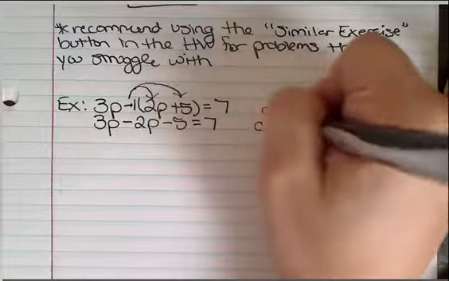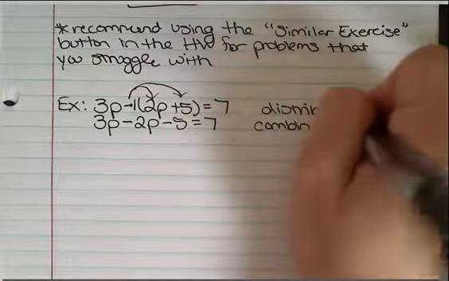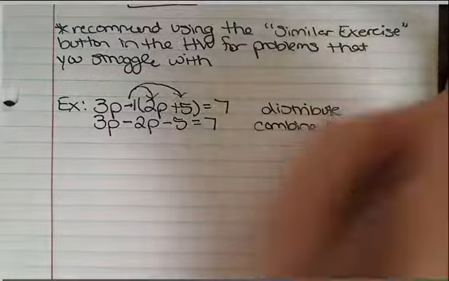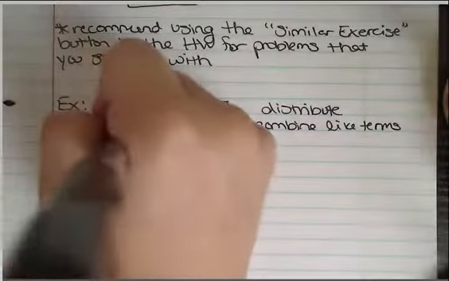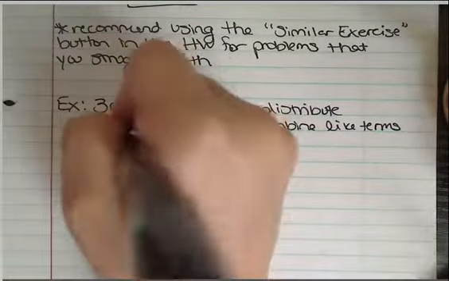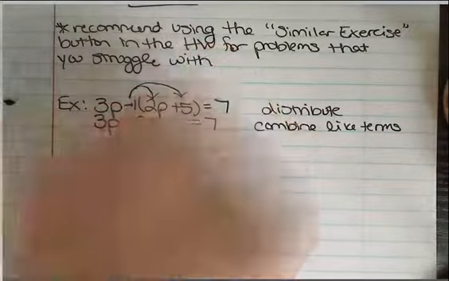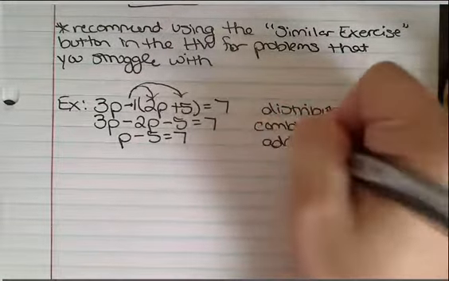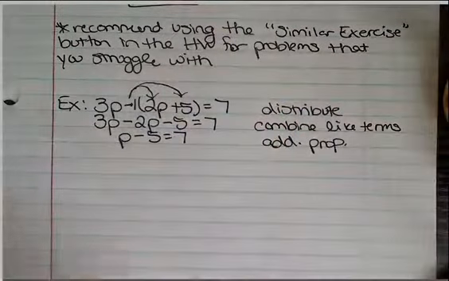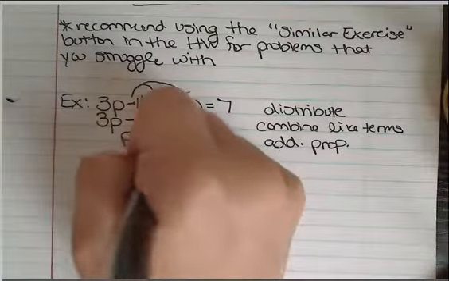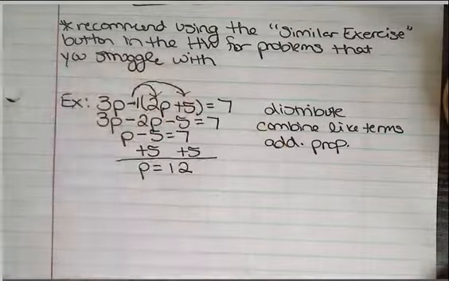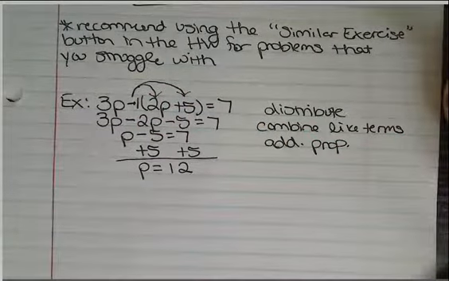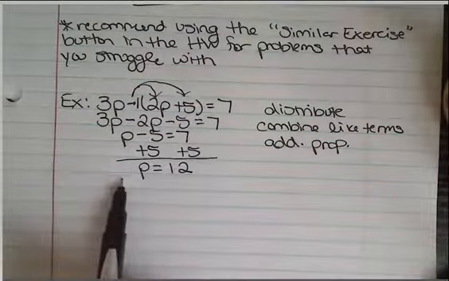So that'll be just a positive p minus 5 equals 7. Now we need to do the addition property. So we need to get rid of that negative 5 by adding 5 to both sides. So then we're left with p equals 12. In this case, we didn't have to do step 5, which is the multiplication property, because our p is by itself already. And so we're already done with that.